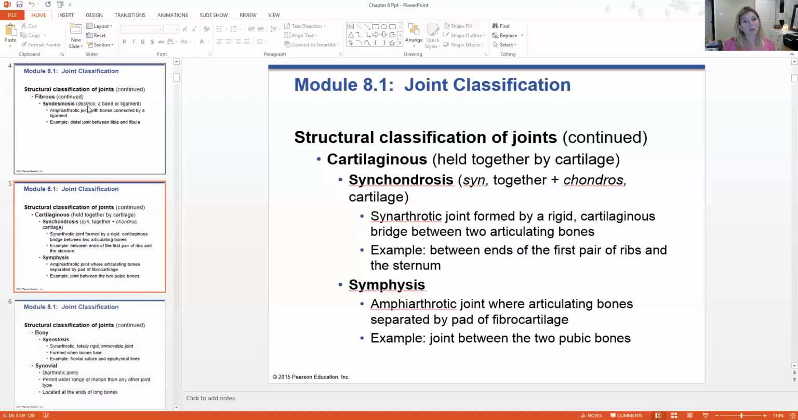It's slightly movable because that allows for respiration to occur. It allows for our thoracic cavity to expand and contract. So it's called a synchondrosis. Then we have a symphysis.